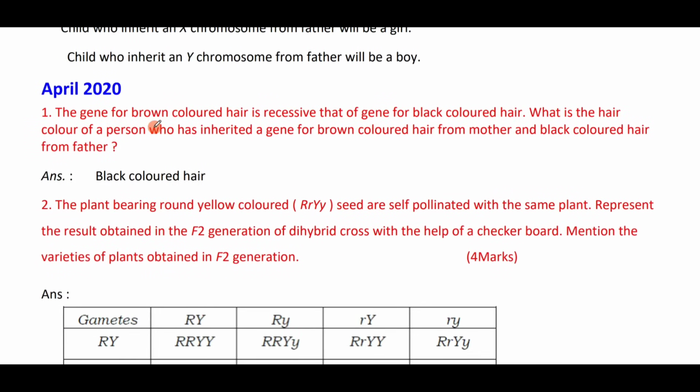The gene for brown colored hair is recessive to the gene for black colored hair. What is the hair color of a person who has inherited the gene for brown colored hair from the mother and black colored hair from the father? It will be black colored hair because it is dominant.